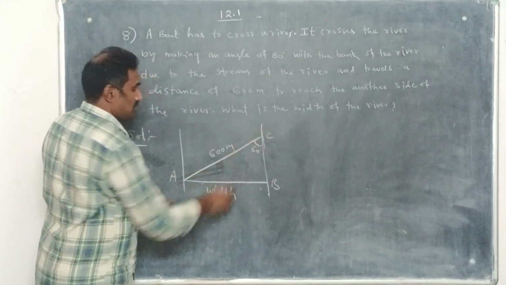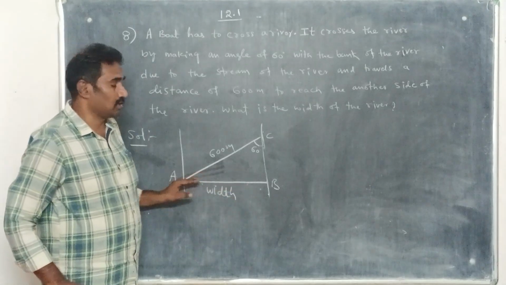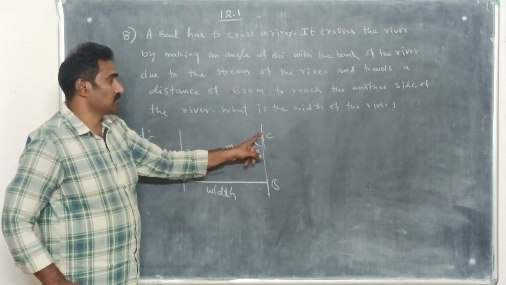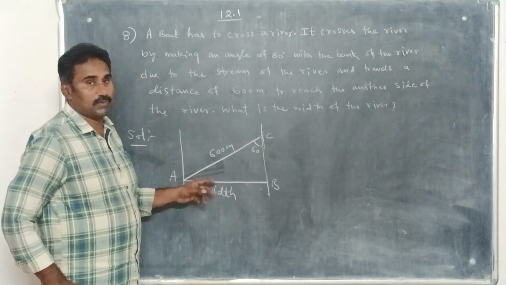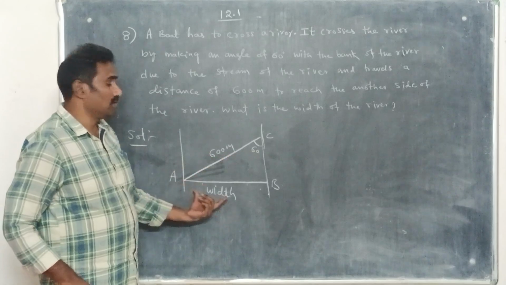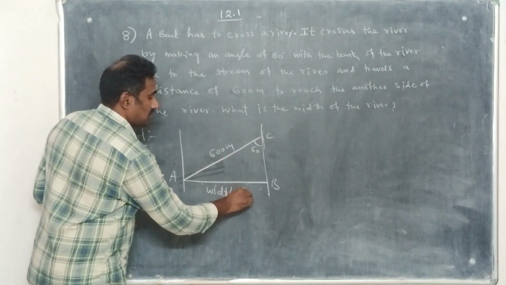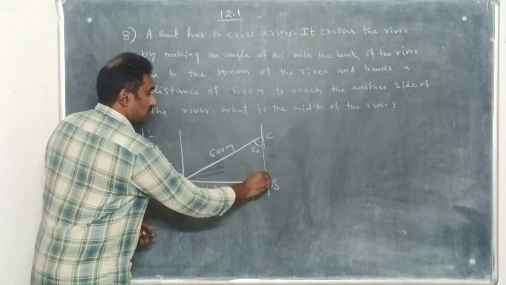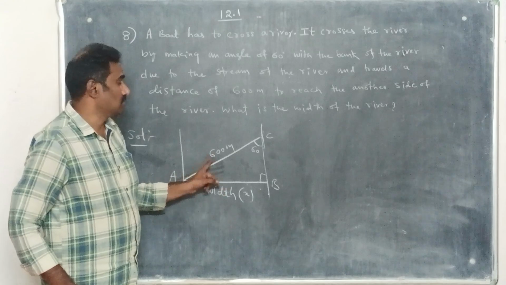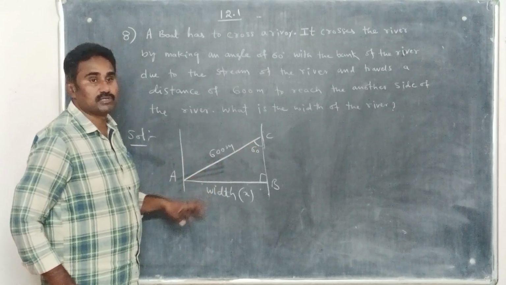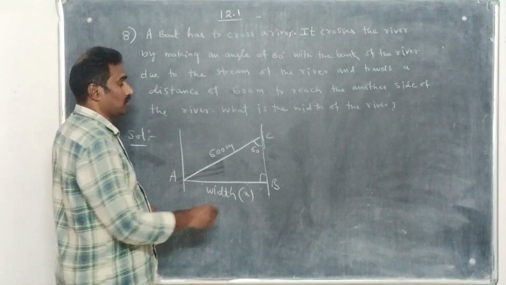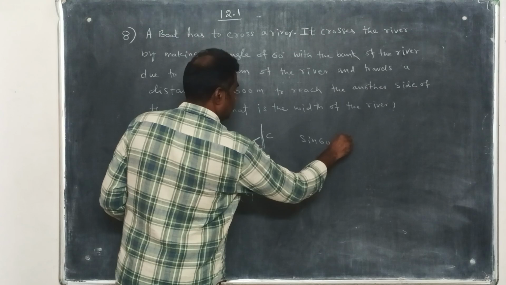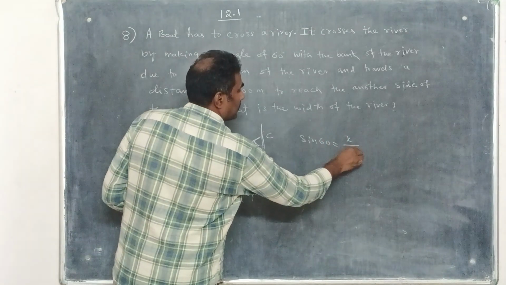Now A, B, C. AB is the width of the river, but it cannot start straight from here to here. It will go like this only, but it is making a 60 degrees angle with the bank. So you have to draw the diagram like this. We need to find the width. You take it as x or any letter. What relation do we have to take for this? For this 60 degrees, this will be the opposite, and the distance traveled is the hypotenuse. So you have to take opposite by hypotenuse, which means sine ratio. So sine 60 is equal to x by hypotenuse, which is 600.